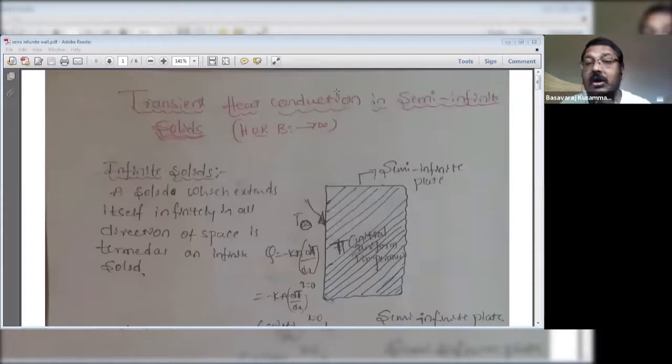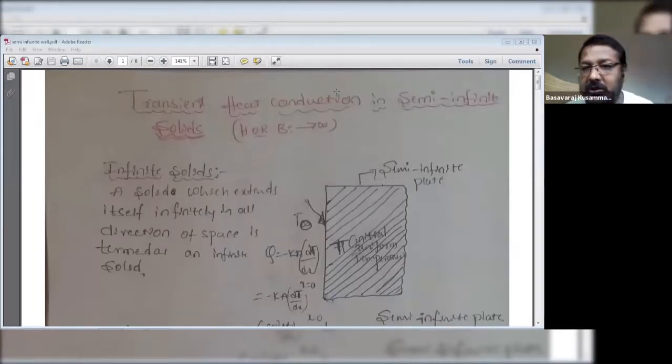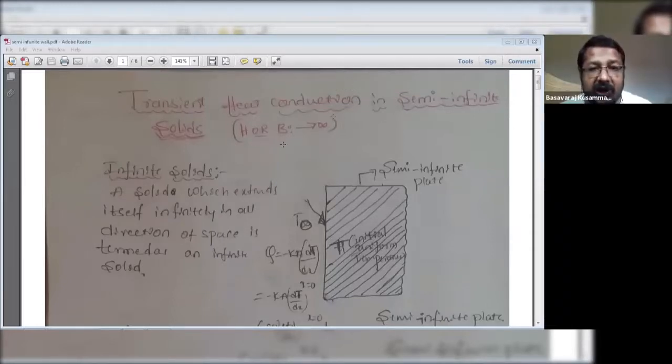Because it gives a good, immediate response. That is the term hA_s divided by ρVC. We discussed that. Then the question is about transient heat conduction: what if the Biot number tends to infinity?